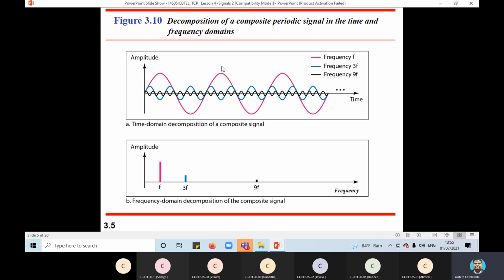So the fundamental frequency is the bigger wave, that is the base. You call it the base wave component, and you have the integer multiples of the base wave frequencies. Since the original wave is called the fundamental, integer multiples of the fundamental are known as harmonics. So we have the third harmonic and the ninth harmonic. If someone asks you what are harmonics, you should say integer multiples of the frequency of the fundamental signal.